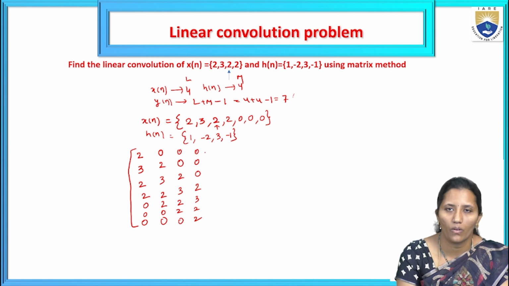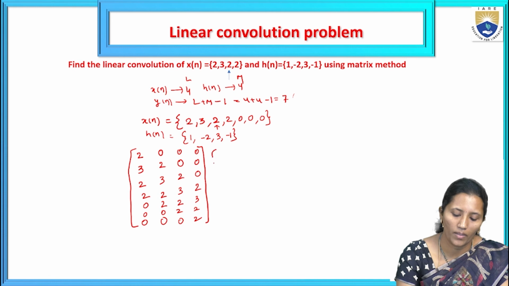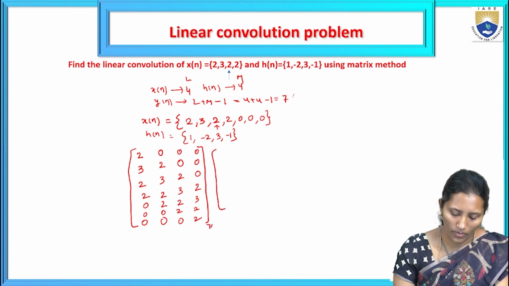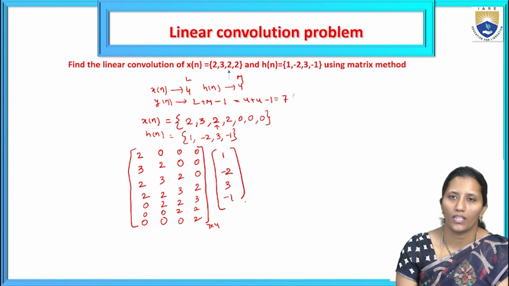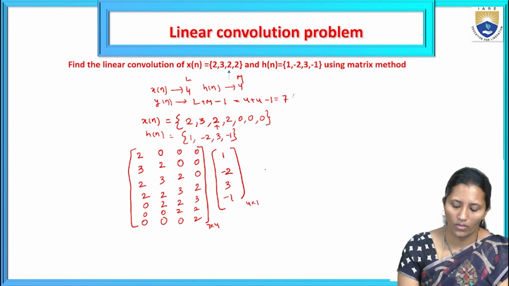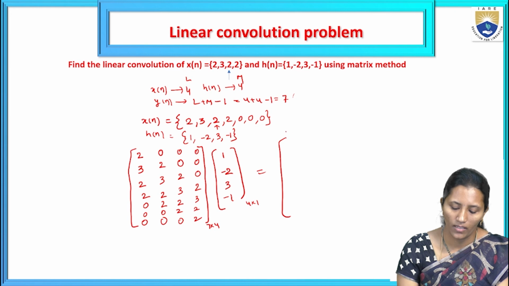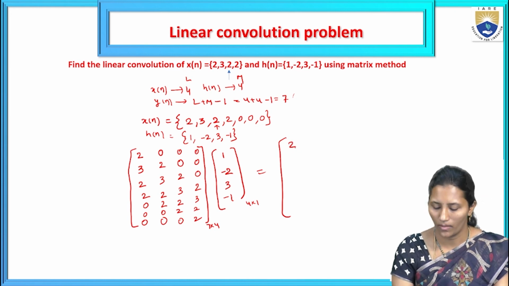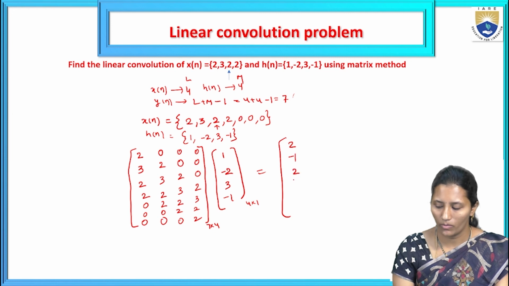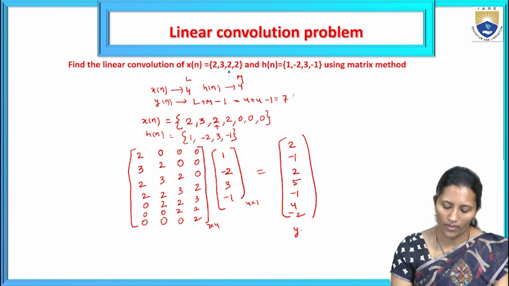So here we have to rotate these samples up to the length of h of n and multiply, because the order of the matrix is 7 by 4. H of n is written as a column matrix: 1, minus 2, 3, minus 1. This is 4 by 1. So we will get the y of n by adding these, the values are 2, minus 2, minus 1, 2, 5, minus 1, 4, minus 2. So this is the y of n value.